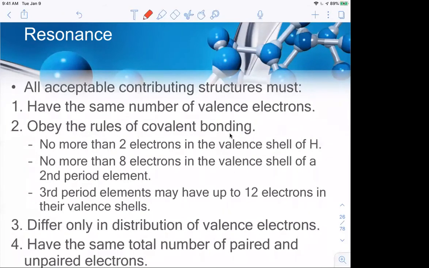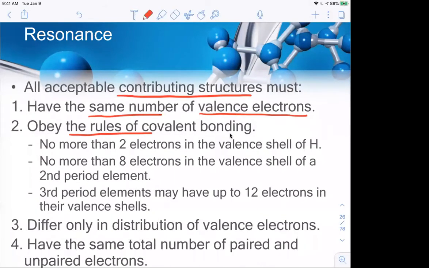So when you draw a resonance structure, you have to follow these rules. Every contributing structure, so every resonance structure, has to have the same number of valence electrons. I can't add or subtract electrons from one resonance structure to another. If it's charged, I add or subtract the total number of electrons in that particular structure, and then that's the same number from resonance structure 1 to 2 to 3 to whatever.